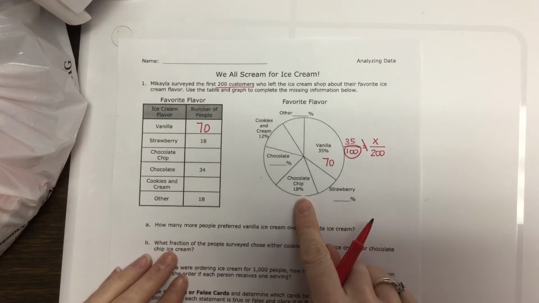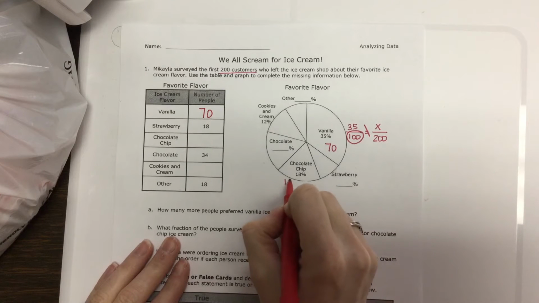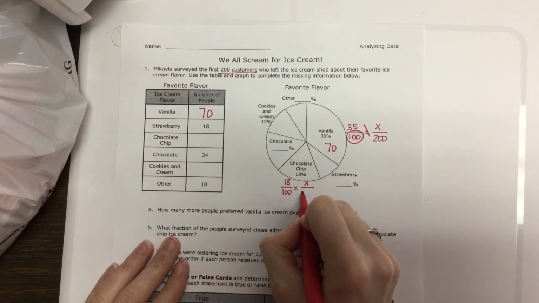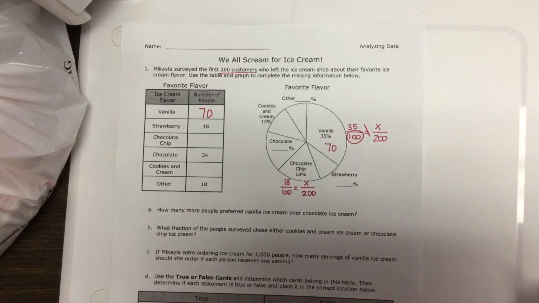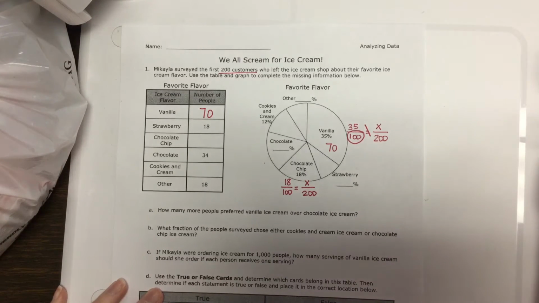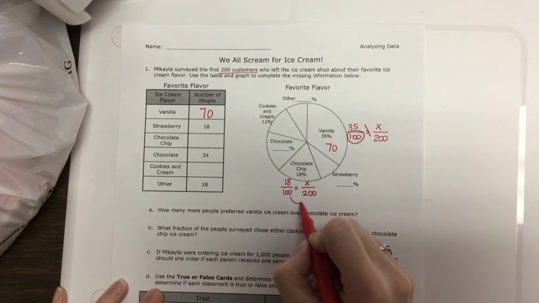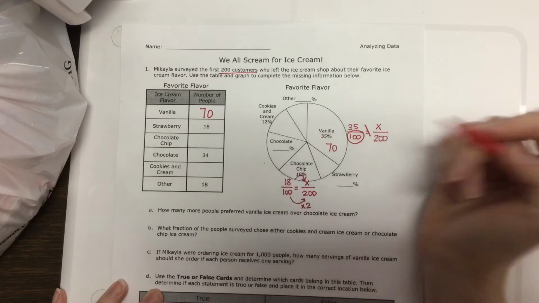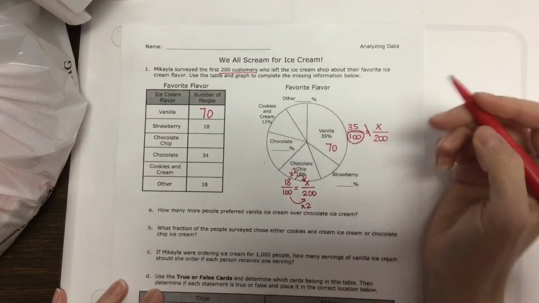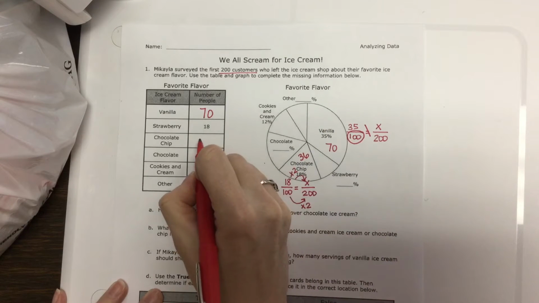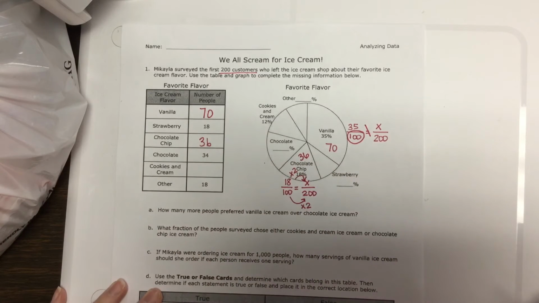Then I'm going to go to chocolate chip and repeat the process. So percent goes over 100, and I need to figure out how many people that is out of 200 customers. Well, another thing that I notice is not only can I cross multiply and divide when I solve proportions, but sometimes I can scale up or down. So I notice that 100 times 2 is 200. So I'm going to repeat that in the numerator. So 18 times 2 gives me 36. So I know that for chocolate chip, 36 people preferred it.